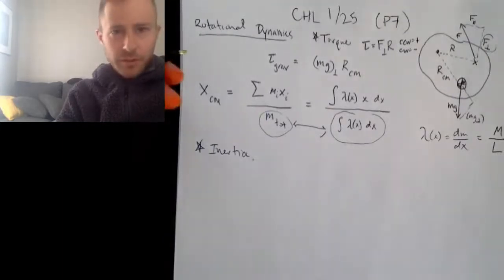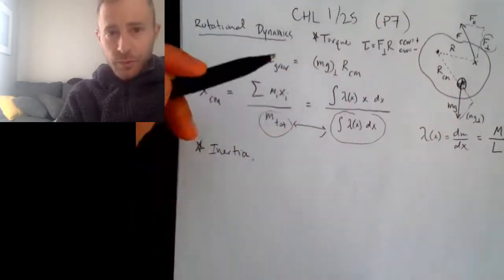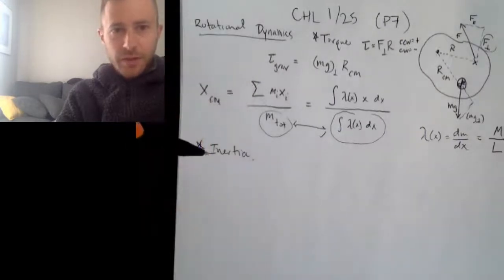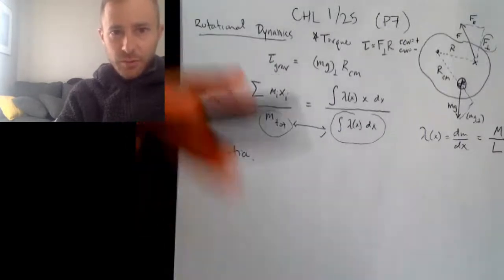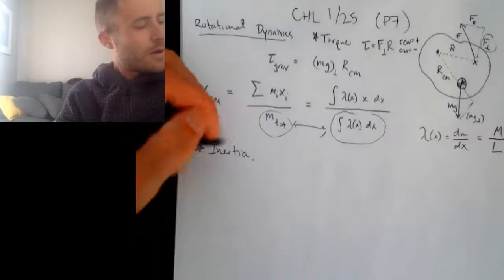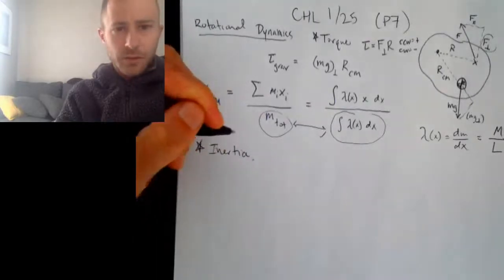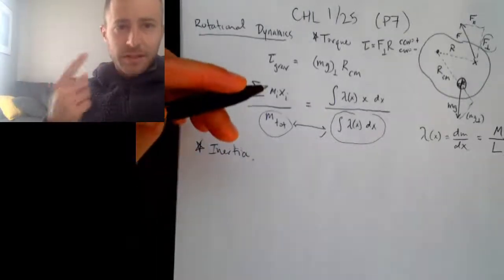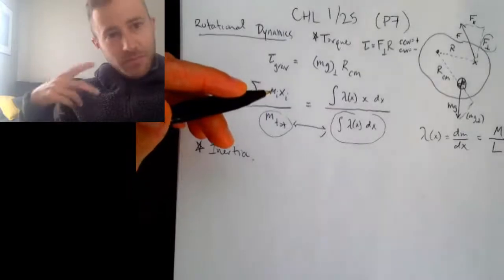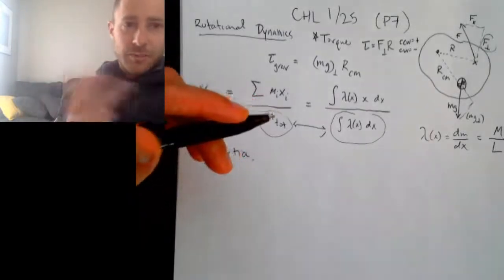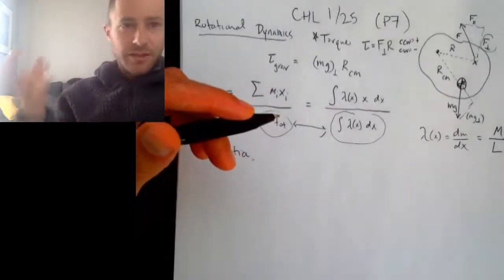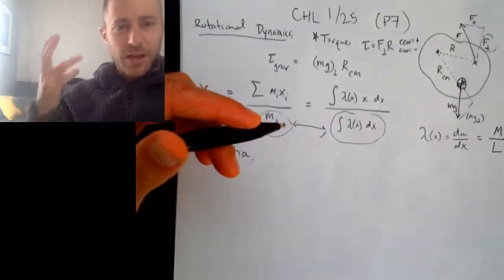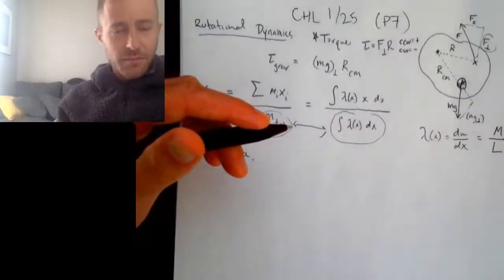Inertia is measuring... torque is like the twisting force, and inertia is like the natural resistance to being twisted, okay? So if something is spinning, it takes effort to make it spin faster, and it takes effort to make it spin slower. So that inertia is the measuring that.